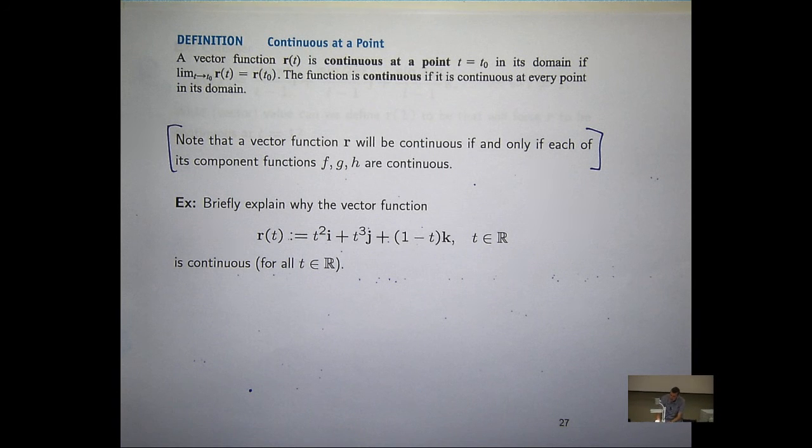Each component, is that what you're going to say as well? That's it. Each of the component functions is a polynomial, right? t squared, t cubed, one minus t. All polynomials are continuous.